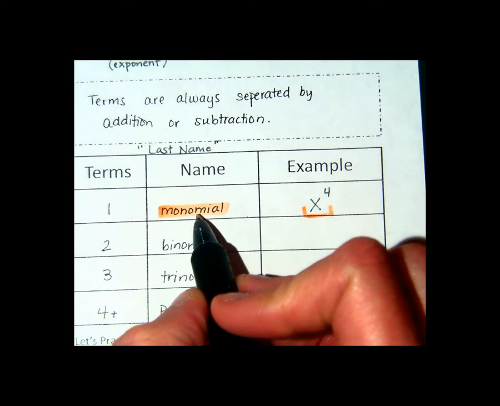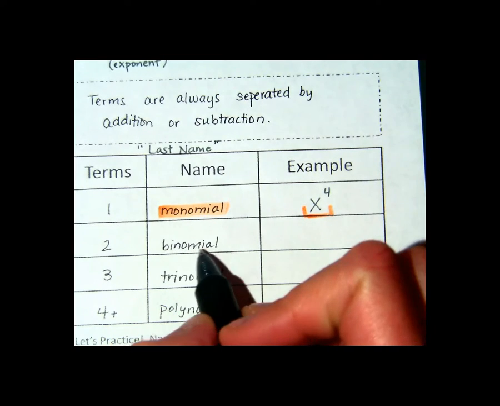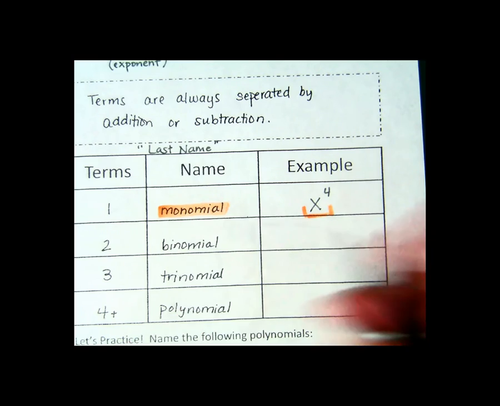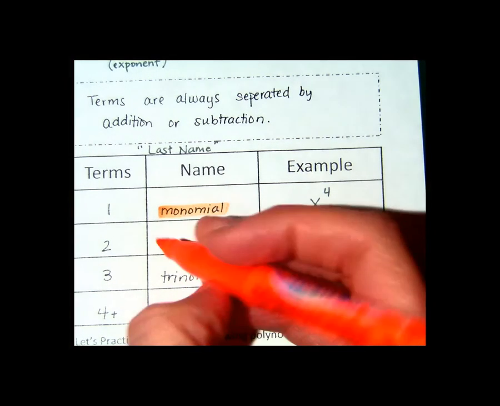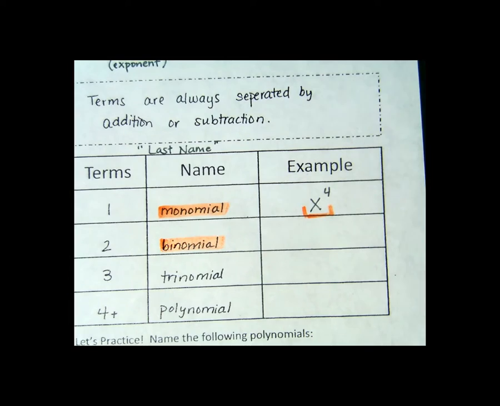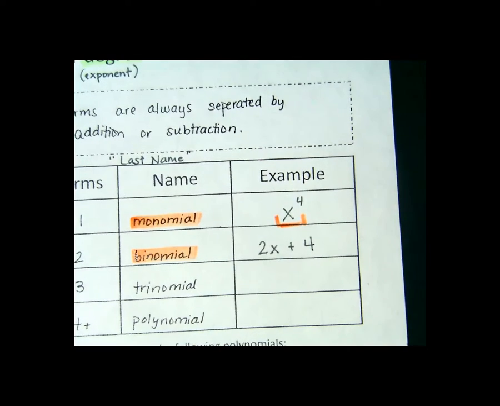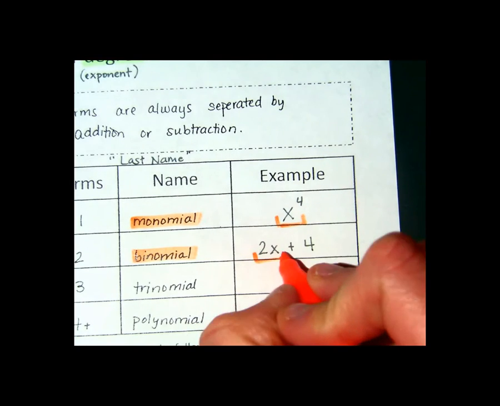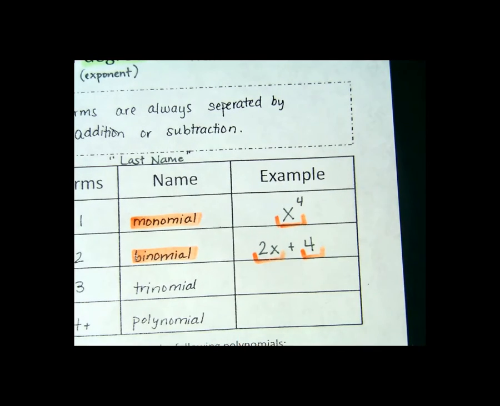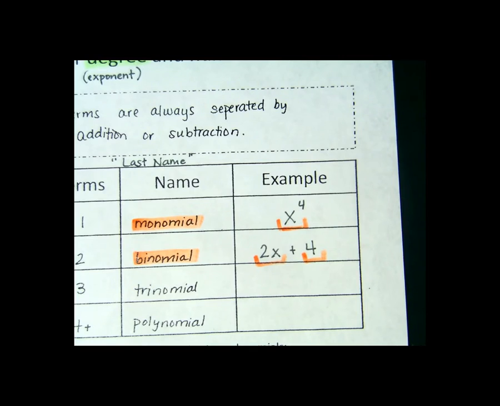Mono means one. Binomial, like a bicycle's got 2 wheels, means 2. So I need 2 things separated by addition or subtraction. I'm going to just use this linear thing over here: 2x plus 4. It is a binomial because I have 2 terms. 2 and x are not separate because they don't have addition or subtraction between them. So binomial means 2.